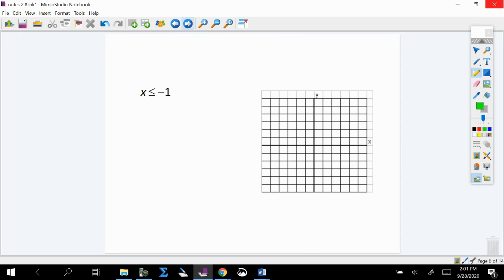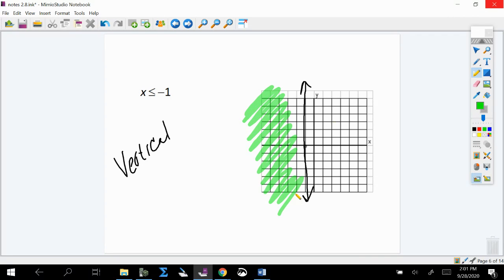If it only has x's, then it's going to be a vertical line. So you're going to go to -1 on the x-axis, put a point. Now, since this one has an equal to, it's going to be a solid boundary line. So there's my vertical boundary line. And then I'm going to shade the side that has values that are less than -1. So in this case, less than -1 is going to be to the left of that boundary line. So this is my shaded region. So those are your horizontal and your vertical. Those are the ones that only have one variable.